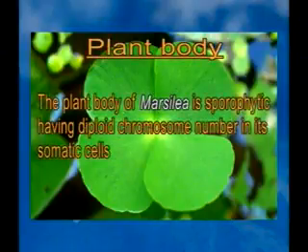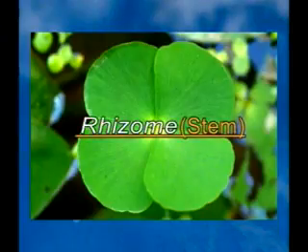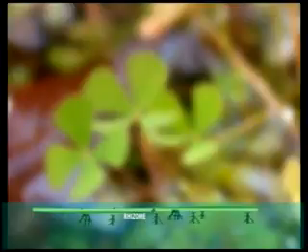The plant body of Marsilea is sporophytic, having diploid chromosome number in its somatic cells. The sporophyte is differentiated into rhizome, roots and leaves. We will first discuss the rhizome. The stem is long and slender. It either creeps on the surface like stolons or slightly below the surface of the soil, just like a rhizome. It grows extensively and is branched.